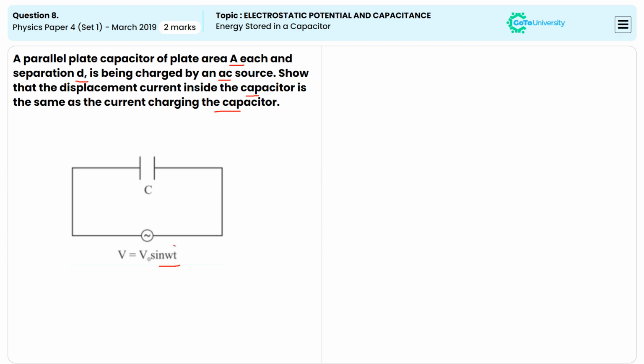Okay, and we know that when the capacitor is getting charged, we have the electric flux. That electric flux is equal to phi E of t, and we can also write this as Q of t divided by epsilon naught. Then Q of t is equal to C V of t, where V is equal to V naught sin omega t. If we substitute here, we get C V naught sin omega t.